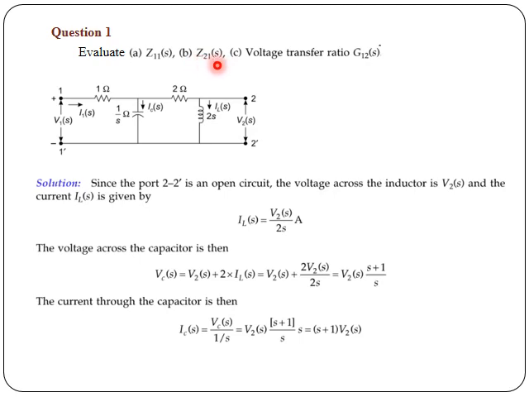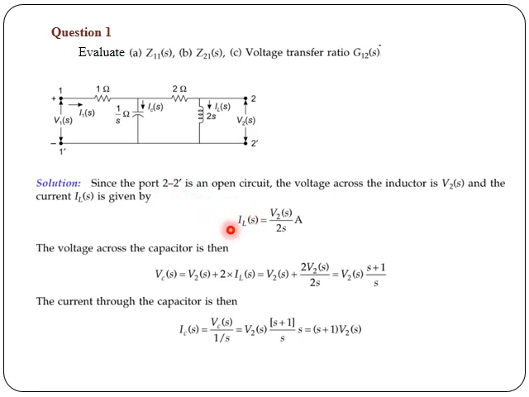Next we need to find Z21. As you can see, 2, 1, so both the entities are from different ports. So this is a transfer function where the numerator will be from port 2 and the denominator will be from port 1. This is also an impedance function. And third, we need to find the voltage transfer ratio G12. As you can see, G12, so the numerator will be from port 1 and the denominator from port 2. So let us evaluate this now.